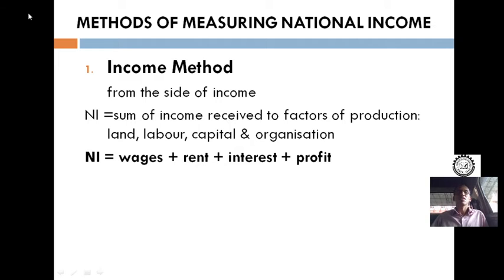First method is the income method. Under this method, we can measure national income from the side of income. That is, national income is the sum of income received by the four factors of production, like labor, capital, and organization, in the form of wage, rent, interest, and profit. Thus, national income is equal to wages plus rent plus interest plus profits.